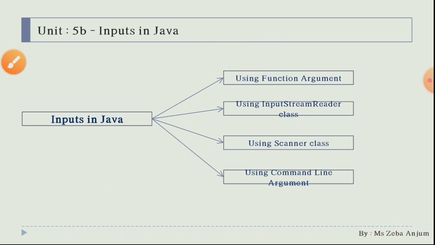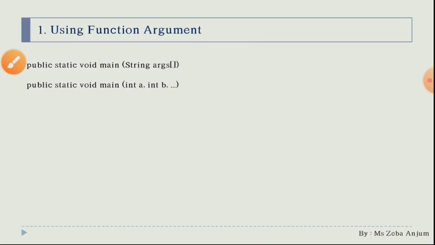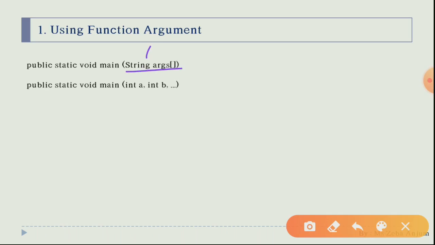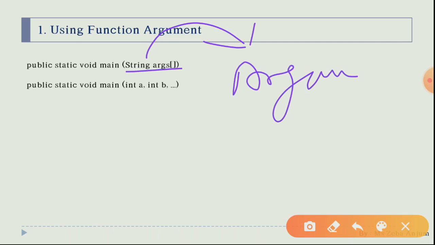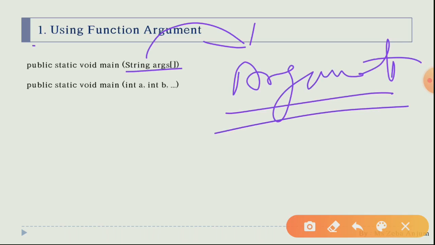So now let us study each of the ways. See over here, the first one is function argument. Now my dear students, I hope you already know that our main, this one, public static void main, is itself a function. Now see, focus over here, String arguments. Basically those are your arguments. Yes, so over here when we are talking about function arguments, basically we are taking inputs from here.